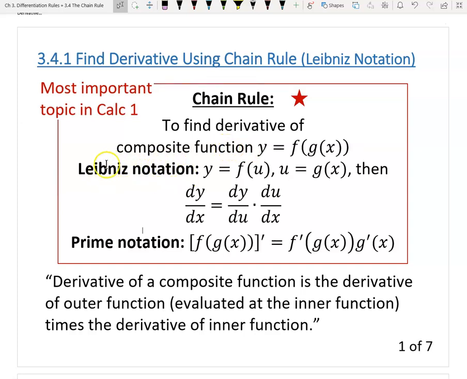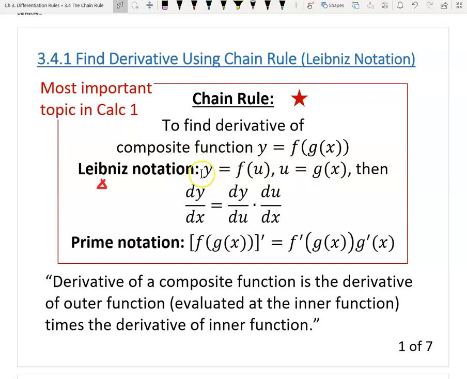First, let's look at the notation. The first notation we call the Leibniz notation. Later we have the prime notation. You know who Leibniz is, right? Yes, he is one of the founders of calculus. Of course, you know. And the notation is like this.